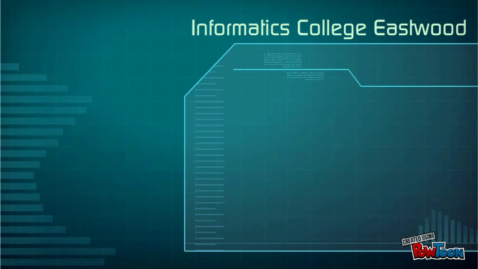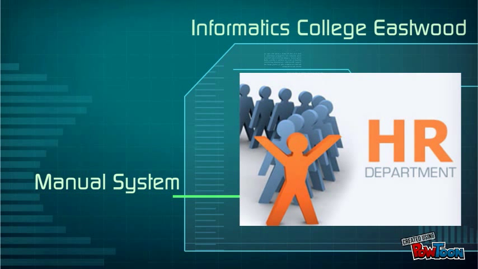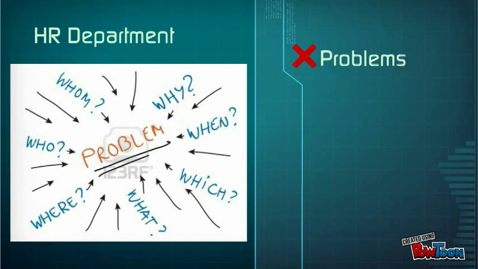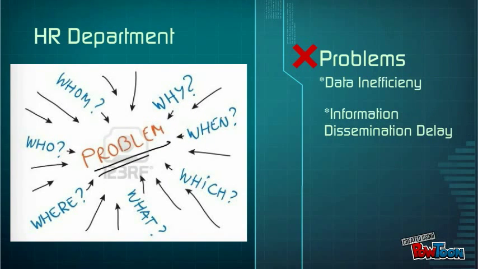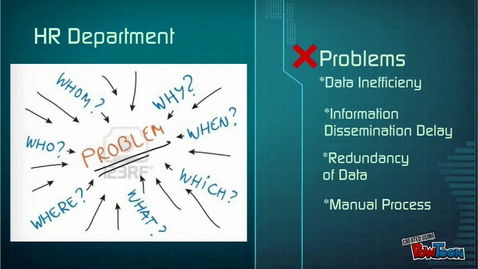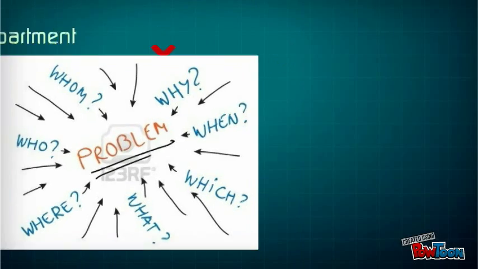In Informatics College Eastwood, systems such as HRIS do not exist. In simpler terms, they process things manually. Because things are manually done, different problems arise like inefficiency of data, delay in disseminating information and redundancy of data.